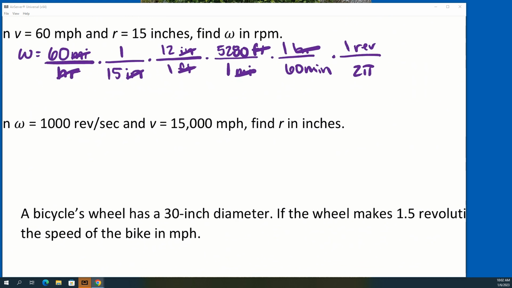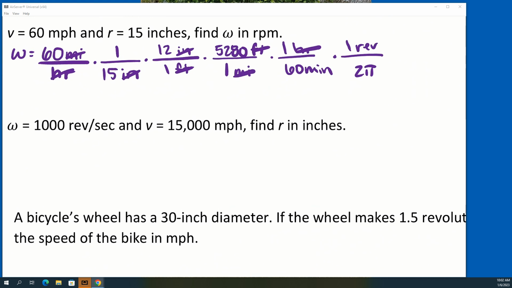All right, everybody practice this one. It's a lot going on. So what we're going to do, I do not like that. We are going to take 60, and then we're going to divide it by 15, multiply by 12, multiply by 5,280, divide by 60, divide by 6.28.